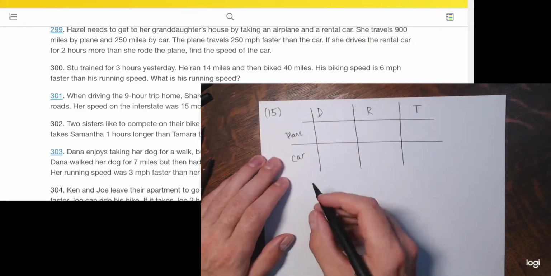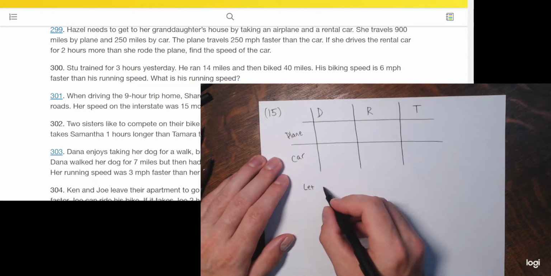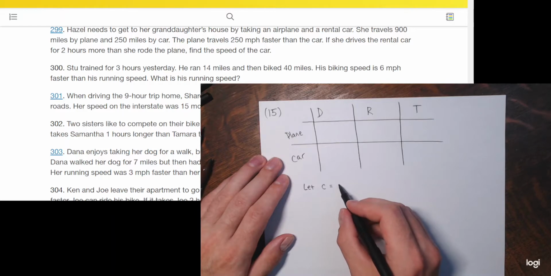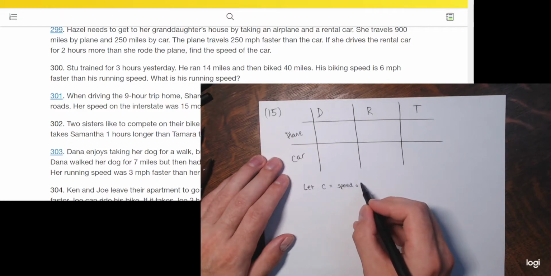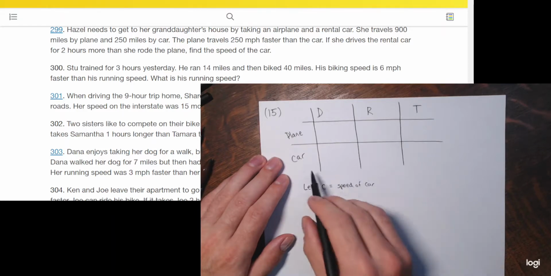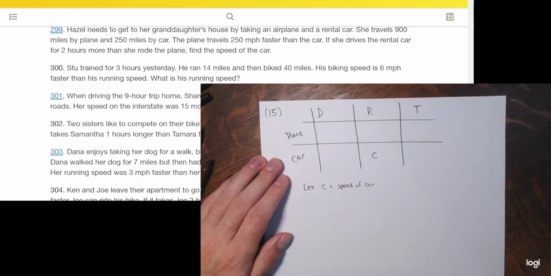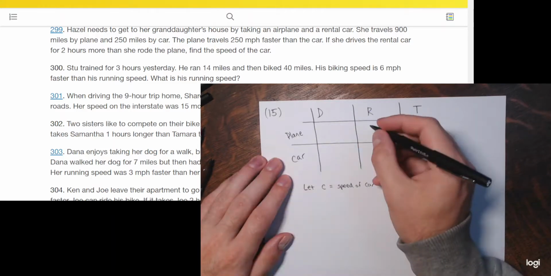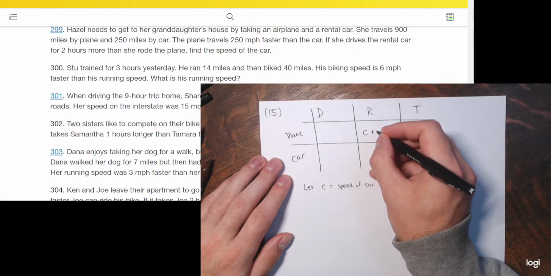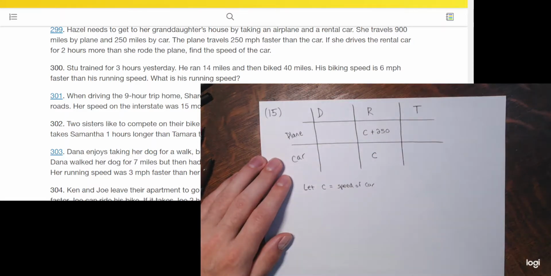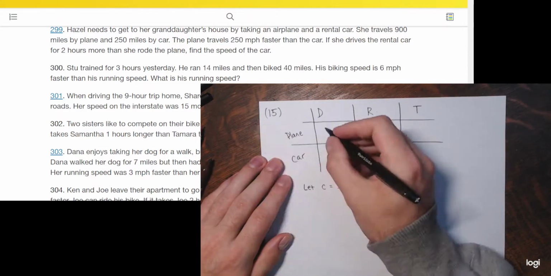And they want us to find the speed of the car. So I'll use C for car. I'm going to let C represent the speed of the car. So that'll go in the rate for the car. Now they do mention that the plane travels 250 miles per hour faster than the car. So the rate for the plane is C plus 250. The distance traveled by plane, it says she travels 900 miles by plane.